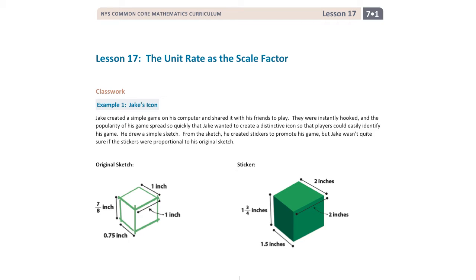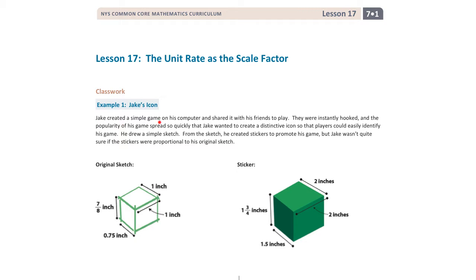Hello, this is Ms. White, and today we're going to be doing lesson 17, the unit rate as the scale factor. Before we begin, please make sure that you have a pencil and your notes in front of you to follow along. We will be starting with example 1.